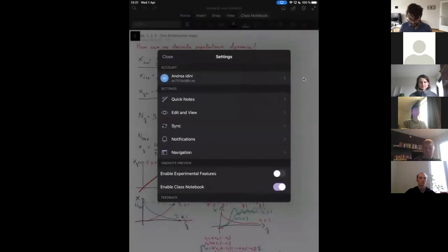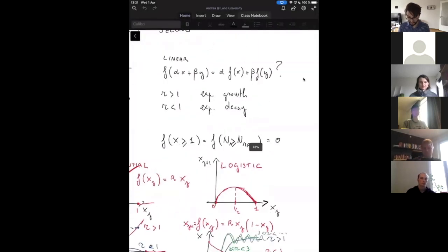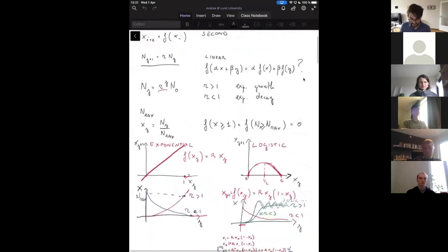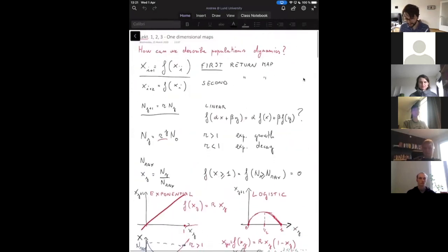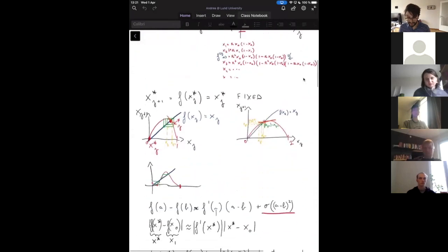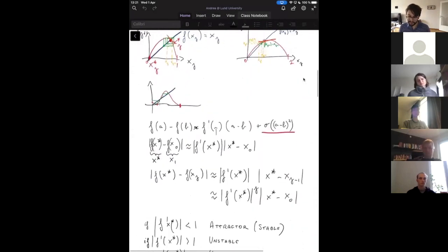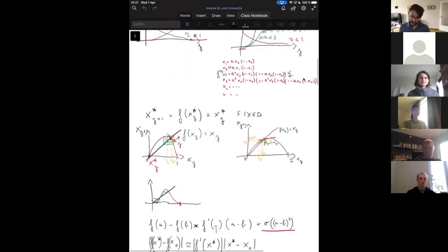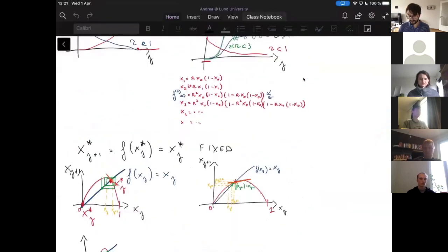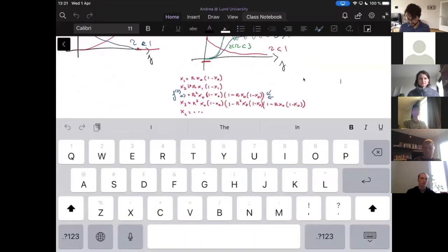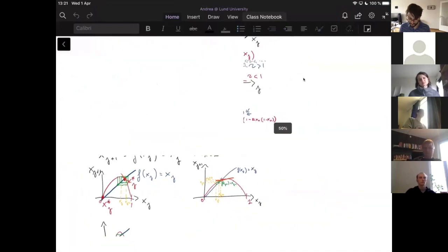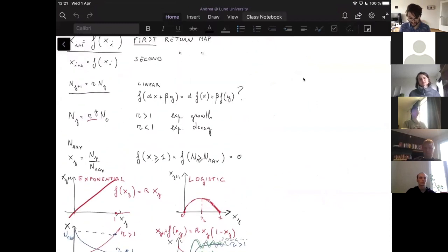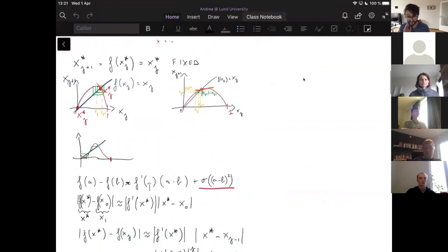Perfect. Okay. So in the first lecture we did a review, and we defined our maps and the population dynamics and everything. And we found out that a fixed point is when the result of the map is fixed and stays fixed for a long, long time. So if the results of the map stay fixed forever, then that is a fixed point, and one can study the stability of the fixed point.